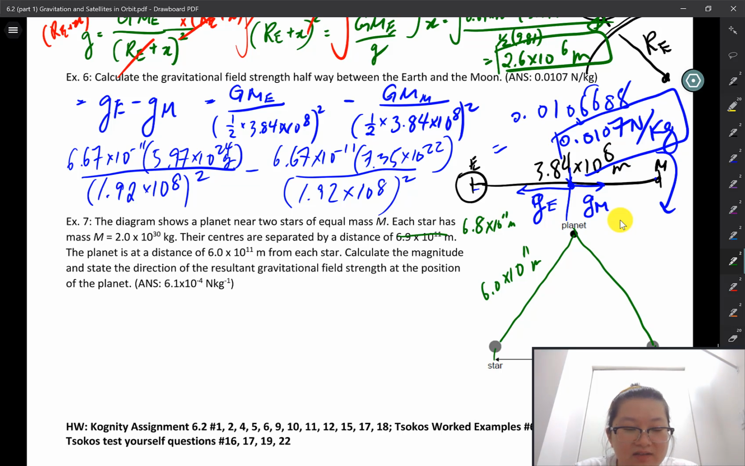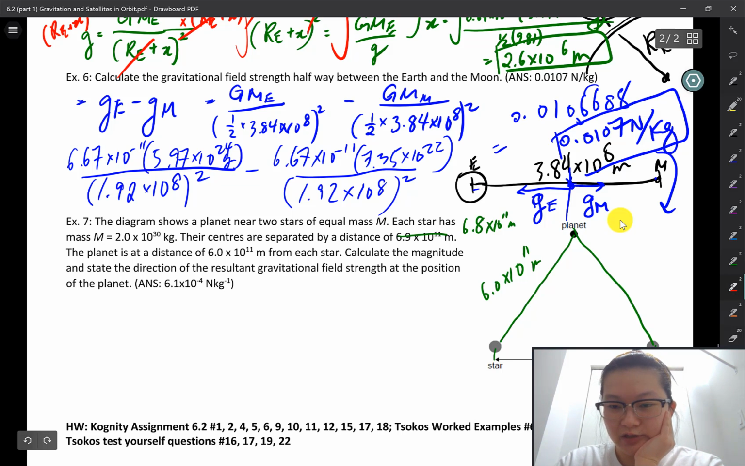Calculate the magnitude and state the direction of the resultant gravitational field strength at the position of the planet. Well then. This is a very classic problem of what IB would give you. So we need to break it down first. We know it's vector addition, so we might as well draw the vectors in first.